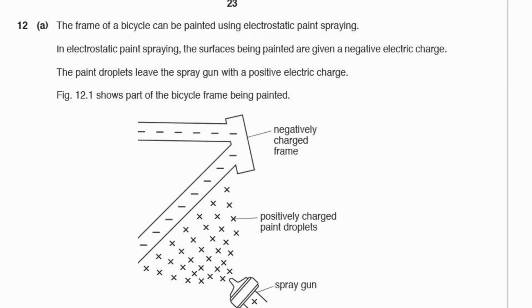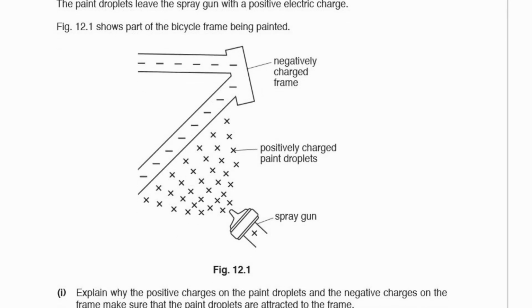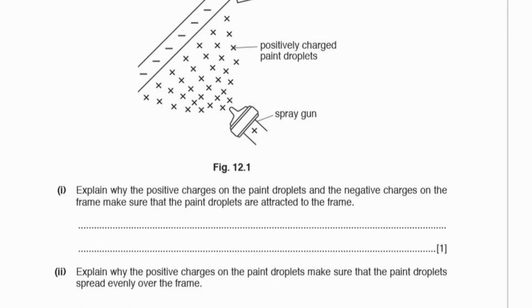Question 12. The frame of a bicycle can be painted using electrostatic paint spraying. In electrostatic paint spraying, the surfaces being painted are given a negative charge, and the paint droplets leaving the spray gun are given a positive charge. And here we've got a little picture of it being utilised. Explain why the positive charges on the paint droplets and the negative charges on the frame make sure that the paint droplets are attracted to the frame. Well, because positive and negative charges attract.